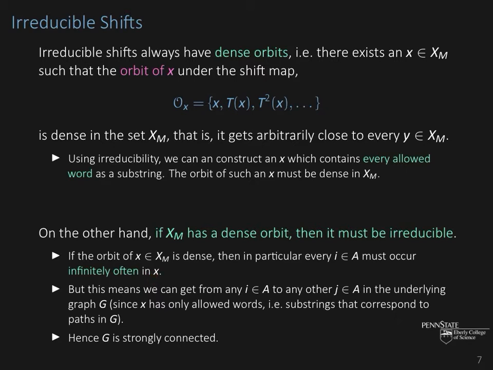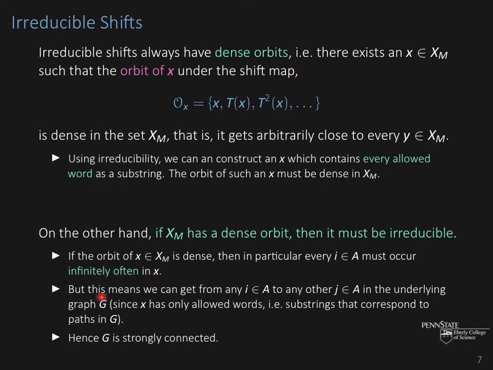By our definition of our topology, having a dense orbit just means that every possible allowed word occurs in x. That's one of the consequences. But for every i in A, there exist infinitely many words that start with i, so every i in A must occur infinitely often in x.